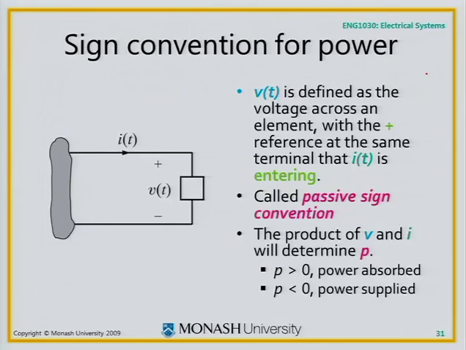And this is the sign convention for power that we've already mentioned. It's called the passive sign convention. This thing of thinking about if the current I is flowing into the positive terminal of a device with voltage V across it, V times I is the power absorbed.